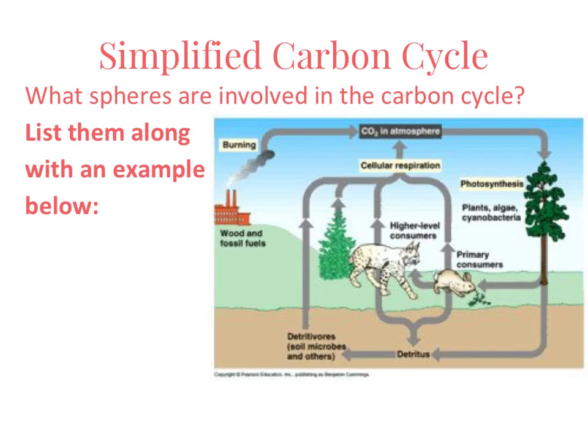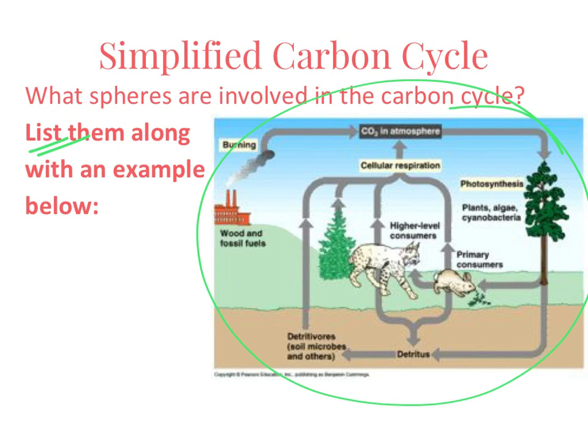So we see a diagram here where carbon is moving around, and we want to figure out, well, what are the spheres that carbon is moving in and out of? So go ahead and pause the video and list out all the spheres that you see, and then an example of where you see them in this picture and where they're going to have carbon. So pause the video, list out your spheres, and what item in that sphere you see carbon.